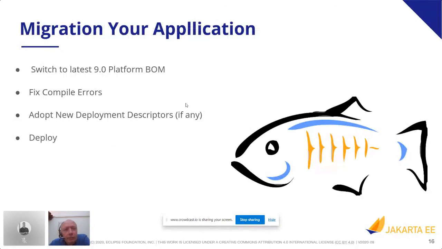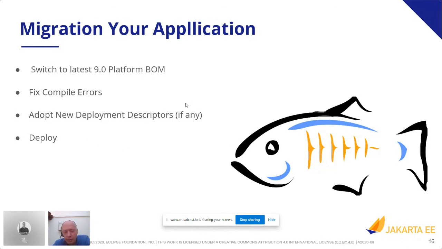So to migrate your application, all you really need to do is switch to the latest 9 platform BOM, fix your compile errors, and adopt new deployment descriptors. The deployment descriptors have all moved to the new namespace. Now, to be real about this, it's probably not that important to move to the new deployment descriptors if you're using GlassFish, because it supports both old and new, since it doesn't really care what namespace the deployment descriptors are in. And then you just deploy and see what happens.